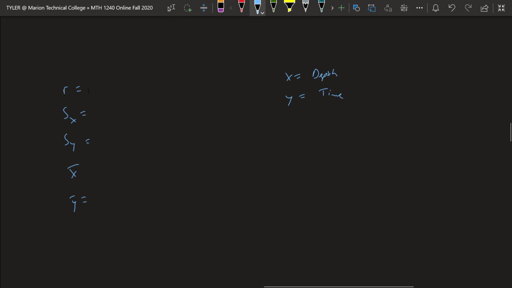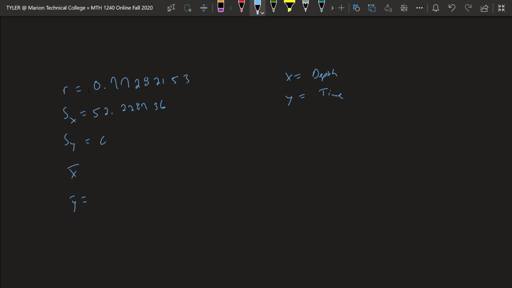So let me just write this down, right? So R was 0.77282153. S of X was 52.228736. And I'm writing all of the digits that StatCrunch gave me.